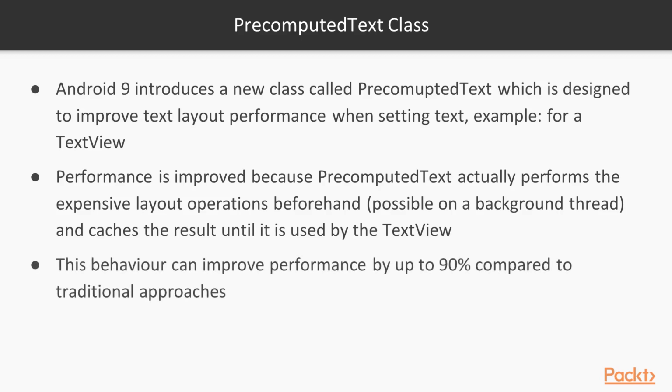Measurements have shown that this behavior can improve layout performance by up to 90% compared to traditionally setting text for a text view. And performance is specifically improved if this operation is performed on a background thread, which is what we are going to do in our example. So without further ado, let's head over to Android Studio.